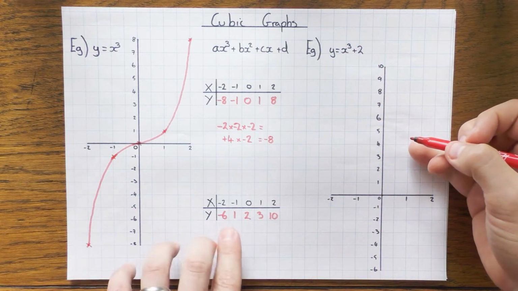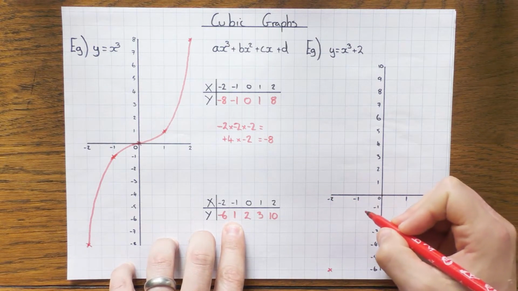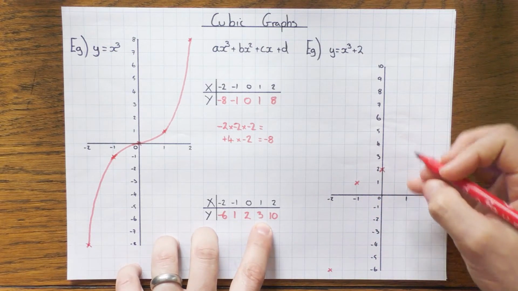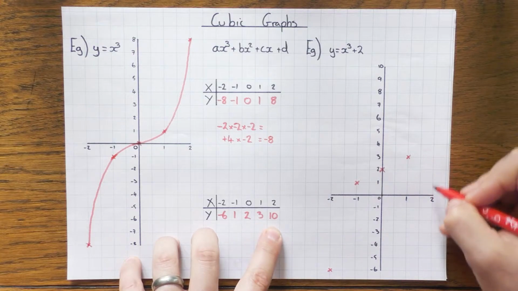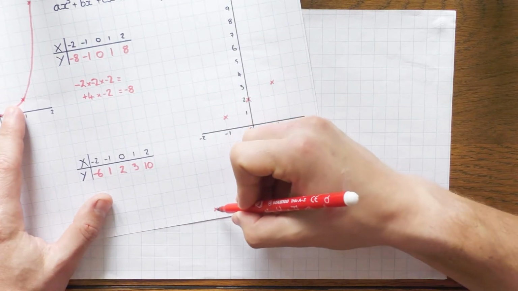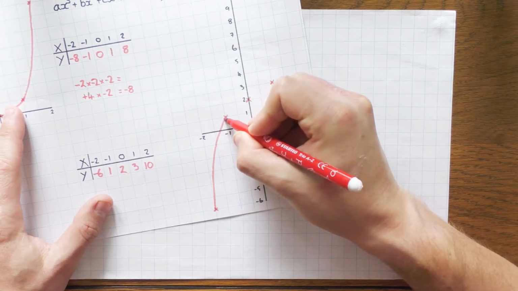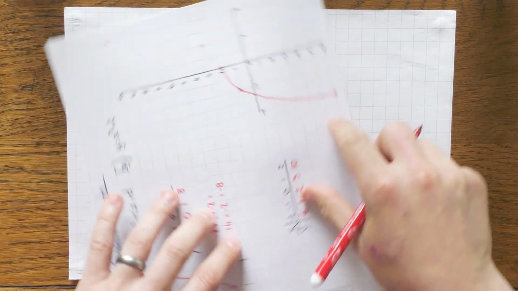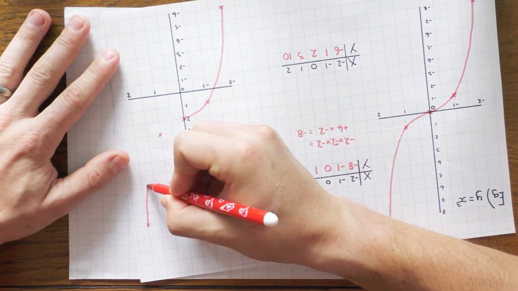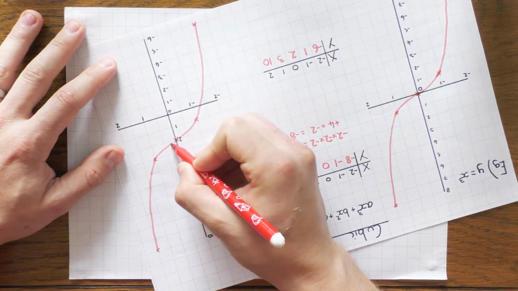And again, just like we did over here, I'm going to plot them. So -2, -6, -1, 1, 0, 2, 1, 3, and 2, 10. So again, I'm just going to move my paper over here to get my movement with my wrist. And you need to go through all the points as smoothly as you possibly can. And I'm going to turn it round to do the other one. And again, always use pencil. I know I'm using pen, but it's just so you can see it.